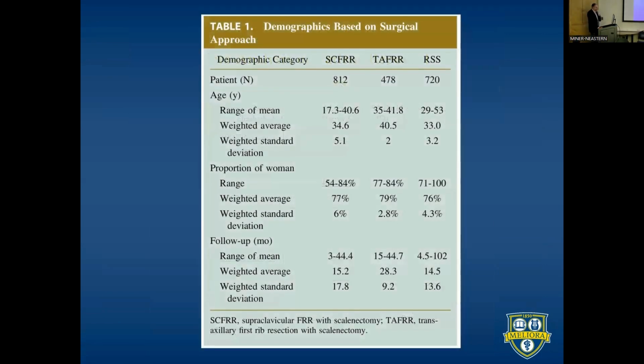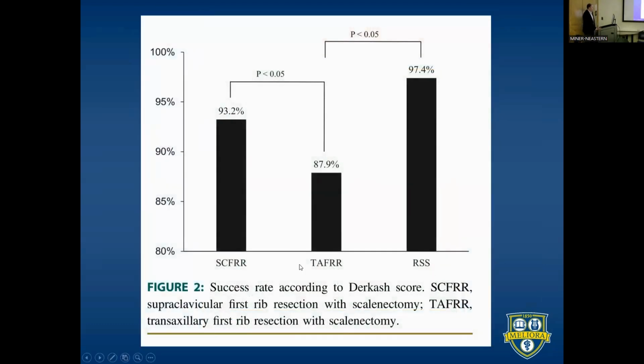Here's a story of the outcomes of these. So in comparing supraclavicular first rib resection to transaxillary first rib resection to rib sparing supraclavicular approach. This is the one I do. This is the one that Doyle does. And so, looking at the proportion of women, again, in the 75% range for women. And in terms of the outcomes, this is what people got.